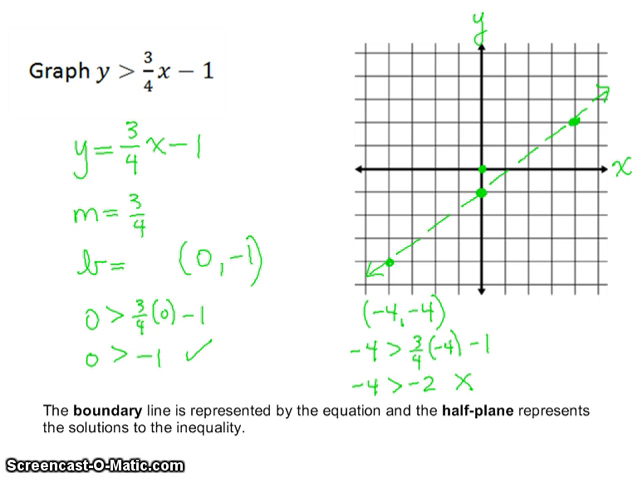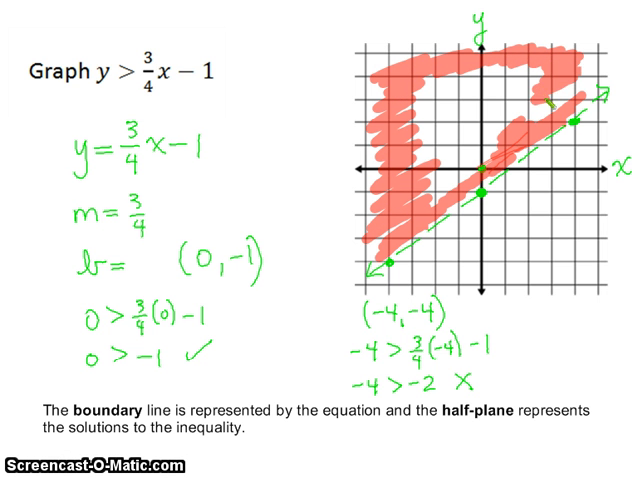So that means that we are going to shade the half plane that is above the line. And so all the points, all the ordered pairs here in this half plane are solutions to the inequality.